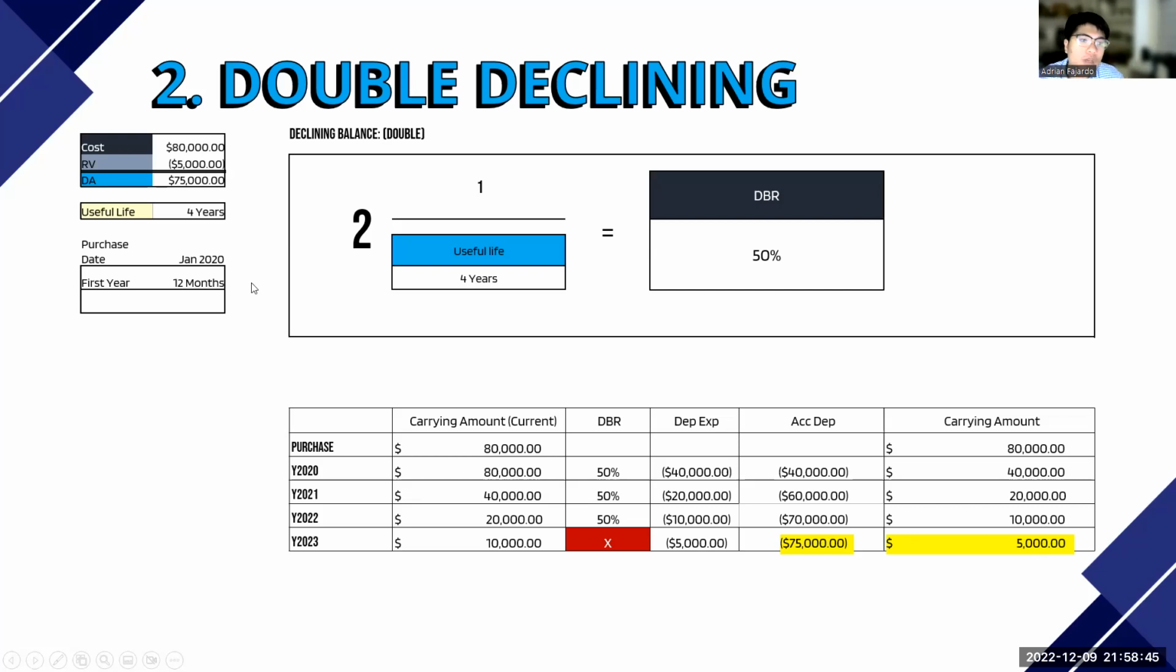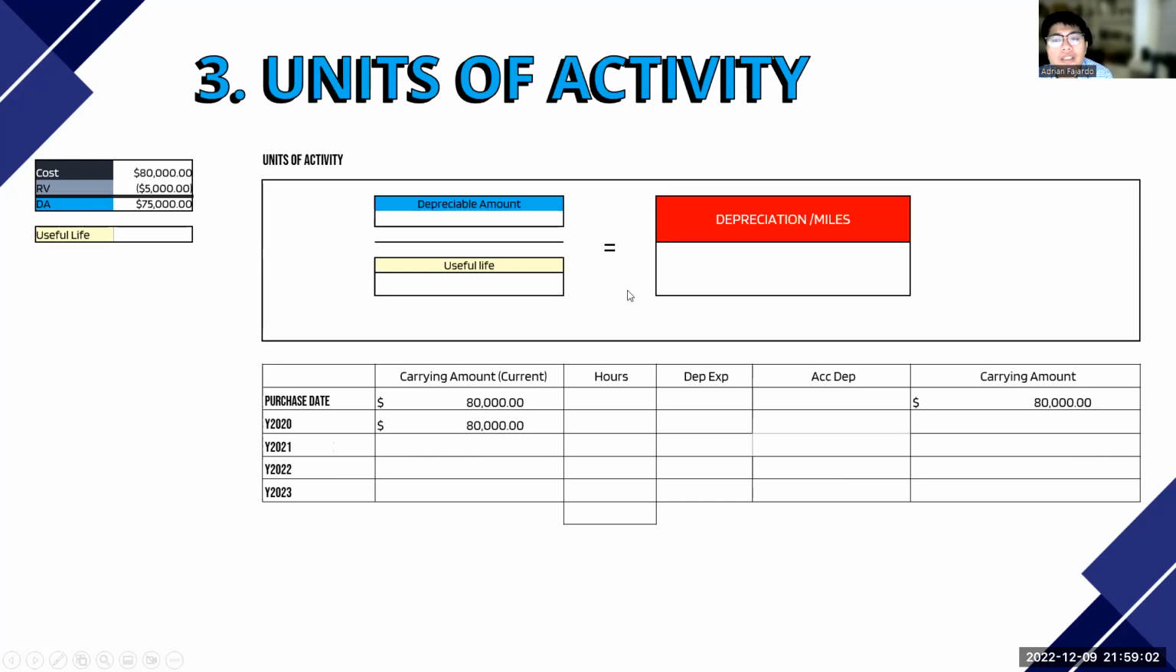The reason why pinapaulit-ulit ko sa inyo to is because that's the only way for you to check kung tama the way you depreciate. If your act dep at the end of the useful life is equal to your depreciable amount and the carrying amount is equal to your residual value, then you can be confident na tama yung depreciation table niyo. Units of activity, how do we do it again?